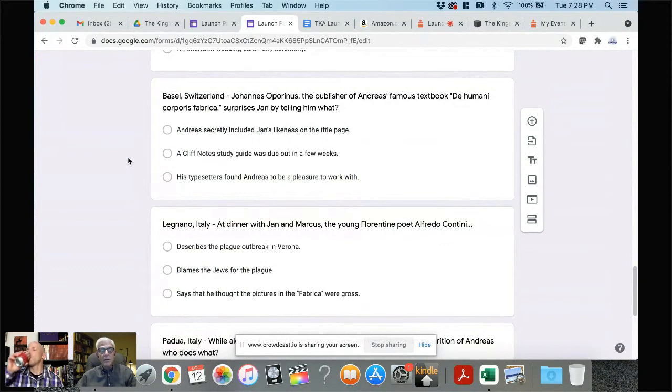He stuck around there as they got the book ready for months, and he drove everyone crazy because he was a total perfectionist and really drove everyone nuts. But you can tell from the book that it paid off. But what Andreas did was to secretly include Jan's likeness on the title page, and Johannes opened the book and pointed that out to Jan. He had never seen that before, so it was kind of a surprise to him and kind of touching.